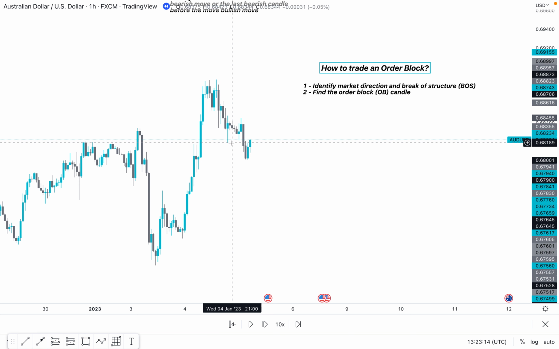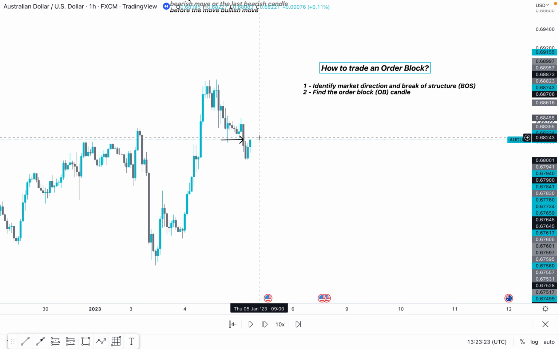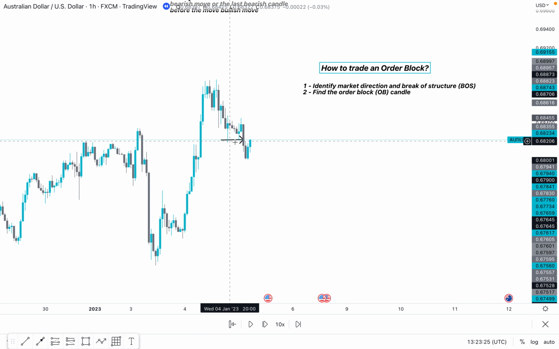And so as we can see here, we had two lows in the market, and this was the structure in the market, these two lows. And we're looking for the move that breaks this structure. So as we can see, these two lows were broken by this move in the market. So here we have the break of structure.